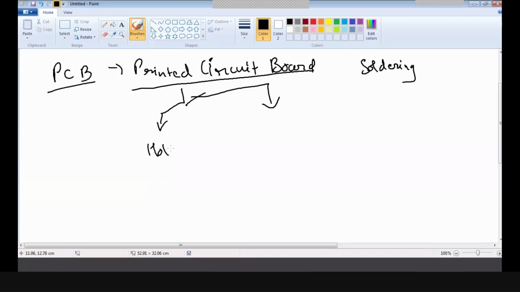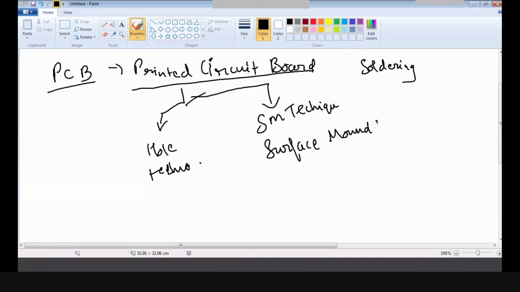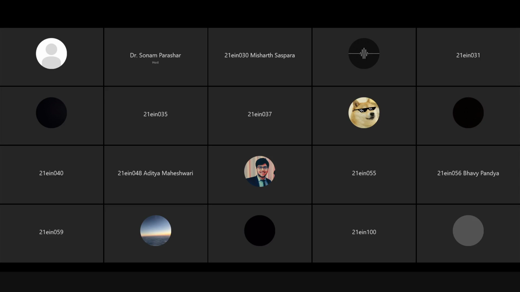That is the hole technique and the surface mounting technique, right? In which you can use the surface mounted devices, means you can directly fix them, right? So I'm just sharing the video in which these two techniques are given, how to do the soldering for these two techniques.